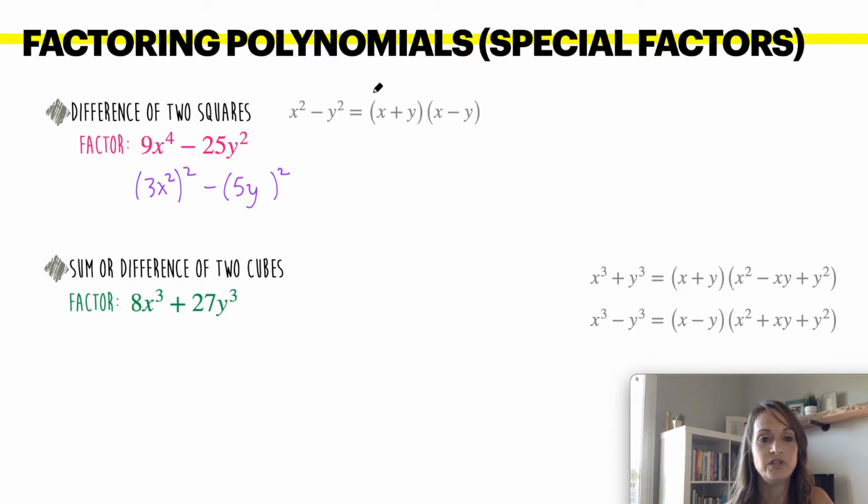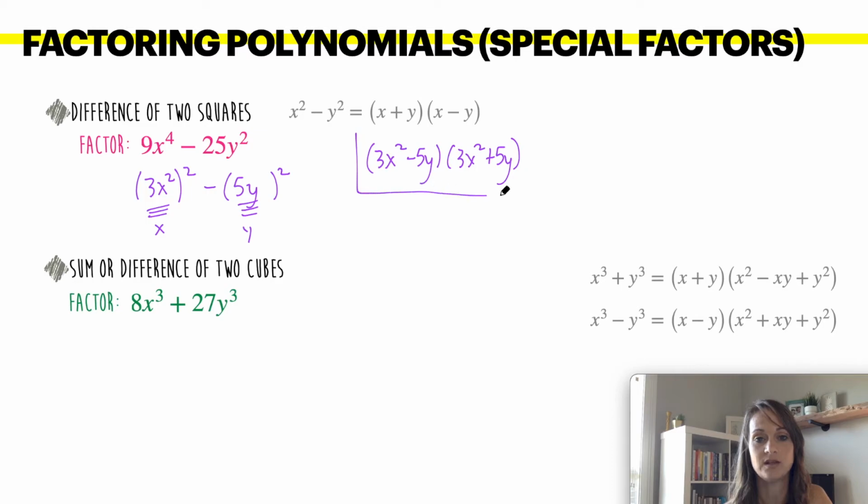So when we use the formula x squared minus y squared equals x plus y, x minus y, you can break it up into what the terms are that should be squared. So this right here is x, this represents the y. So your factors are going to be 3x squared minus 5y and 3x squared plus 5y. And if you ever want to know whether you factored it correctly, if you FOIL the two parentheses, it should get you back to 9x to the fourth minus 25y squared.